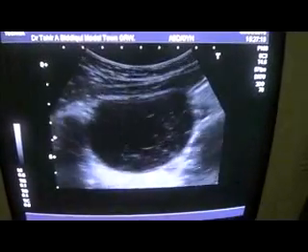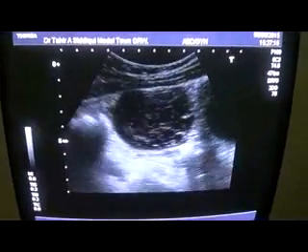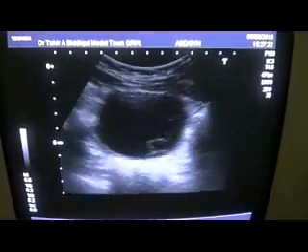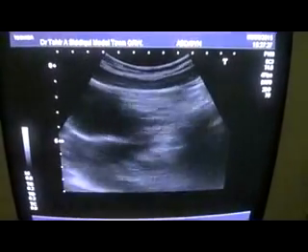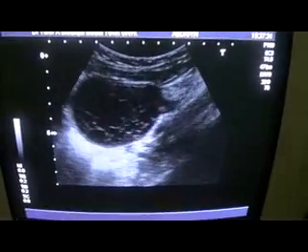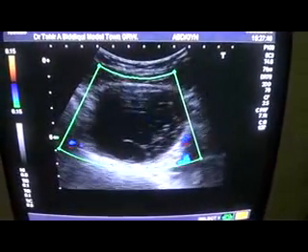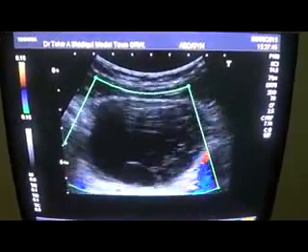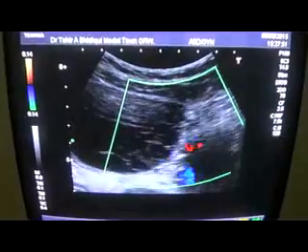Now I'm going to give a sweep to the cyst, keeping it in the center of the screen, and you will see that it retains its shape. It does not change its shape. So all the criteria of a cyst are there. See if there is any vascularity within, let us study. No vascularity is seen within the cyst.